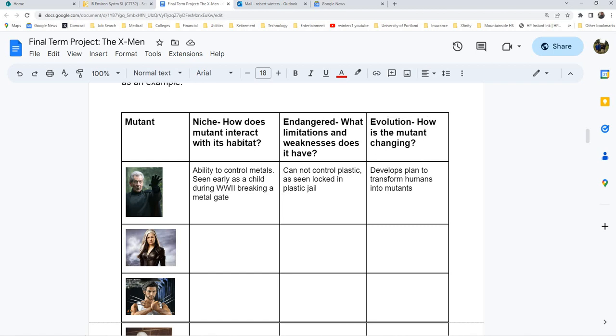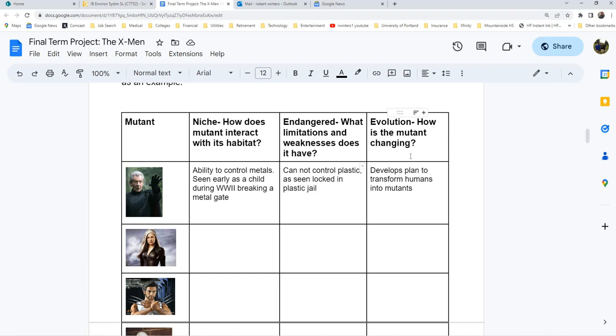I've given you an example here. I've watched the movie many, many times, so I've given you an example with Magneto. His niche: yes, he has the ability, obviously, to control metals. And we saw this; here's my evidence, right? We saw this early in the film as a child. He was breaking a gate during World War II that was made of metal. We've seen lots of other examples of him controlling metal throughout the movie. But he cannot control plastic. And later on, here's my evidence, we see that they capture him and lock him up in a totally plastic jail so he can't get out.